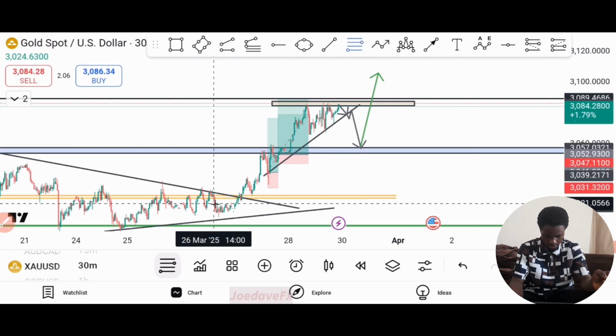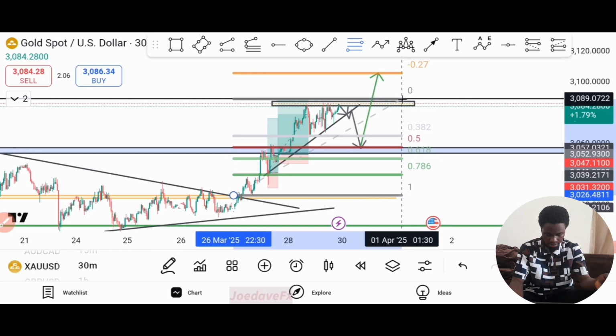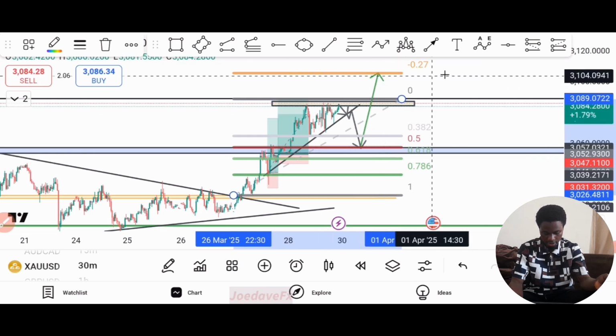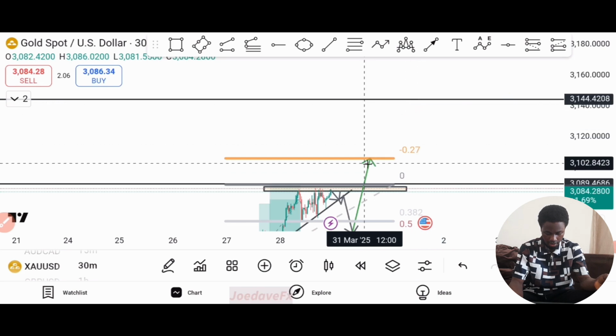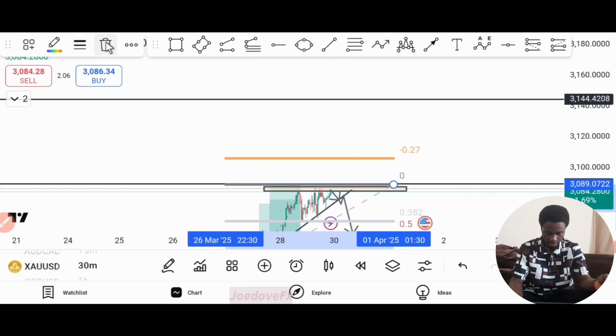Let's check it out. From here to here, you can see that's the 50 fib there. So if gold can reject at the 50 fib, then we should have a massive breakout to the upside, and we should take gold next back to this point here. So this is my expectation on gold, and this is what you should be looking at on gold.